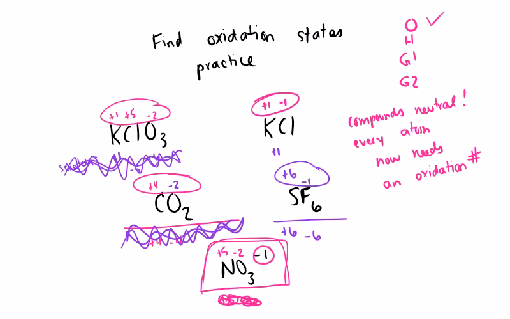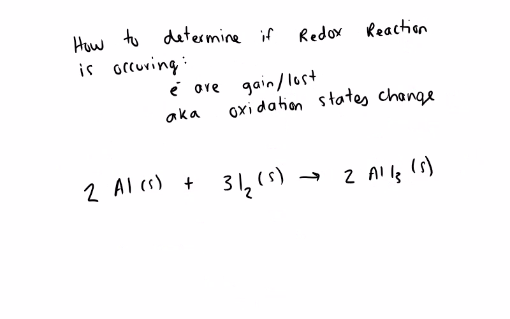Now, we're going to take this skill and apply it to looking at reactions. So how do you determine if a redox reaction is occurring? We're looking to see if electrons are gained or lost. Well, you and I both know that you can't see electrons. That's why we are looking specifically at oxidation states and if they change. So what we were just doing with finding oxidation states for all of the atoms within a compound is what we're going to do now.